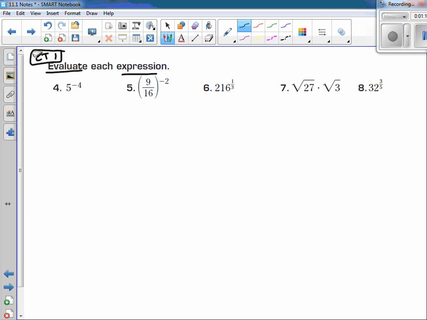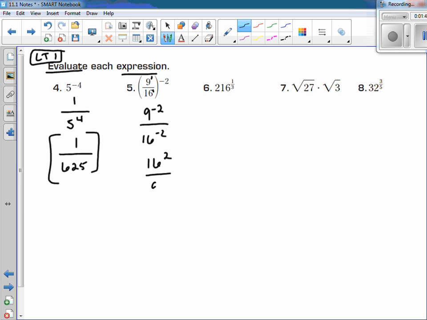So for the first one, if I want to rewrite this with no negative exponent, what do I need to do? I need to write it with the reciprocal, so 1 over 5 to the 4th. And since we're evaluating, we'll figure out what 5 to the 4th is, so 1 over 625. Okay? On number 5, another negative exponent. Here I might want to multiply by the exponents inside the parentheses, and then get the reciprocal. And so you end up with 256 over 81.